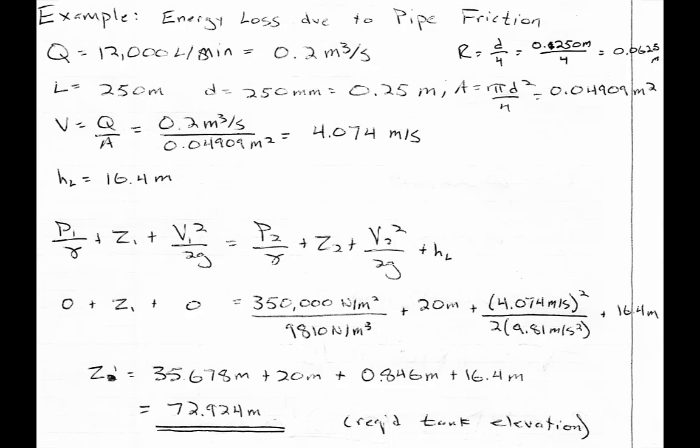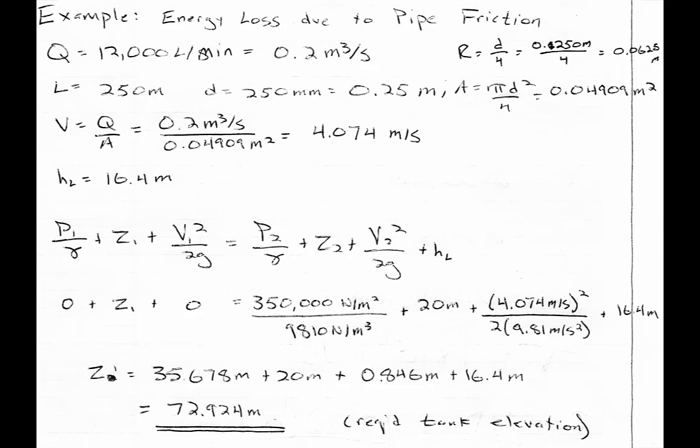What we know about location 2 is the elevation above our vertical datum is 20 meters to the ground floor, and so Z2 is 20. P2 is the 350 kPa. We know we want there to be that pressure of water at the ground floor. And V2, we can calculate the velocity in the pipe at that location by the continuity equation: the Q divided by A defines the velocity at location 2. Head loss is given, 16.4 meters of energy loss between the tank and the bottom of that building.